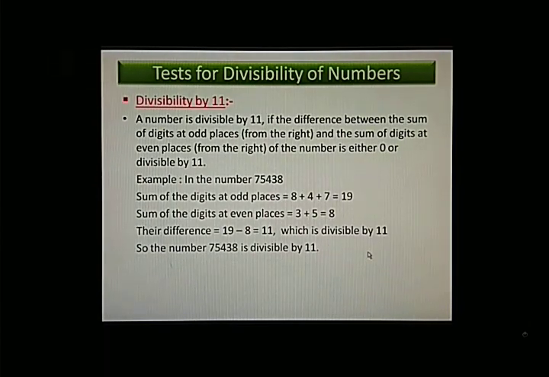So I hope you all have understood the divisibility rules. It is also given in your textbook. Please go through it.